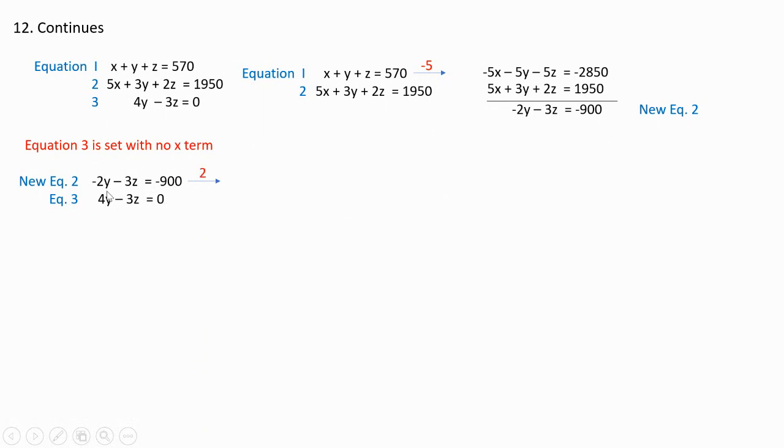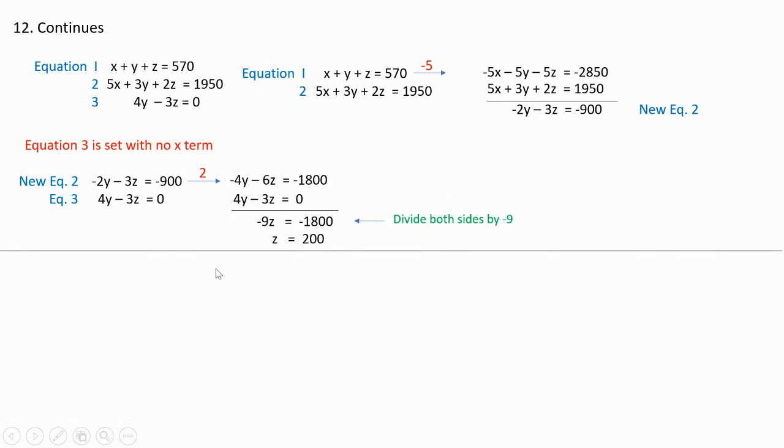And here, guys, I'm going to get rid of the y's, right? So I'm going to multiply 2 times every term in the new equation 2. This is my result. And equation 3, we'll just slide it over. After I do the operation, the y's will cancel, so I'm left with -9z equals -1800. We divide both sides by -9, and this is my result: z equals 200.